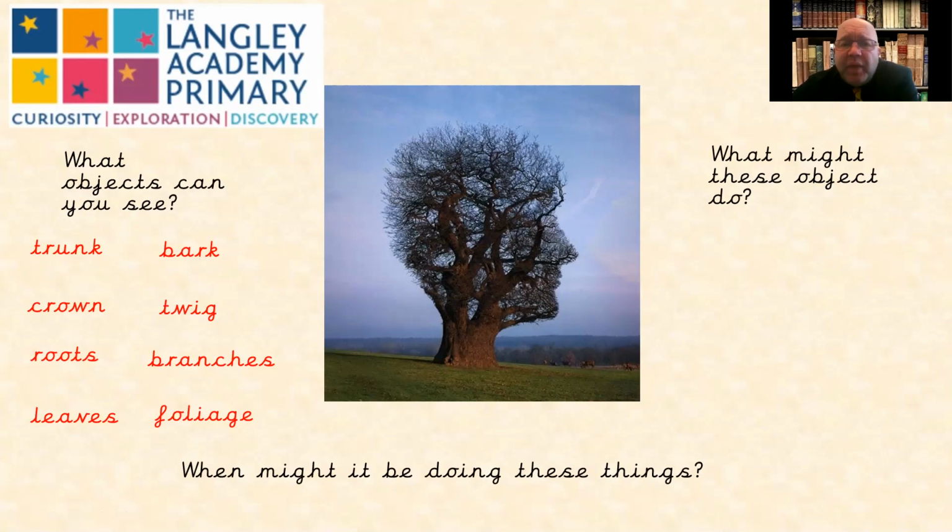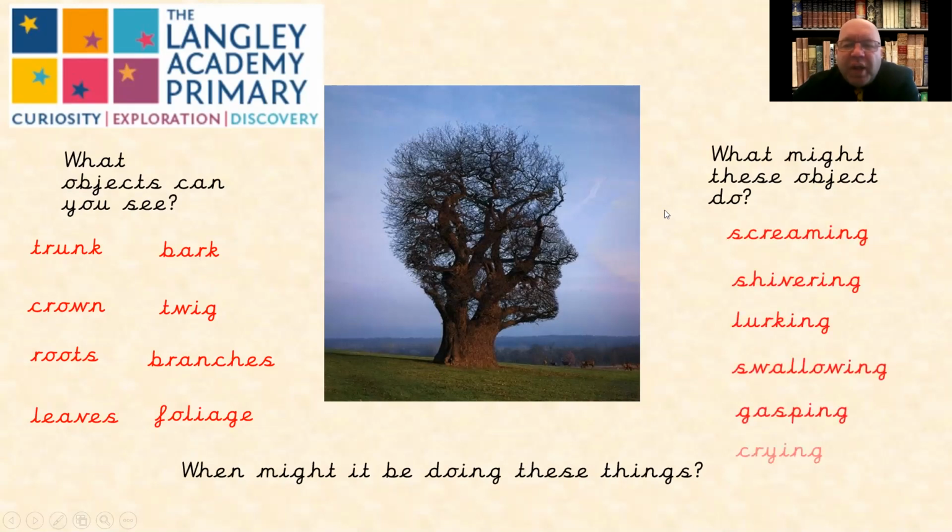So what are they doing? How are they behaving? Why are they behaving in that way? Can we put those human characteristics onto that? So what might these objects do? Are they screaming, shivering, lurking, swallowing, gasping, crying? They can do anything you like. Any emotion or action that you would normally associate with a human character, let's give it to our tree. And then think about when they might do this.